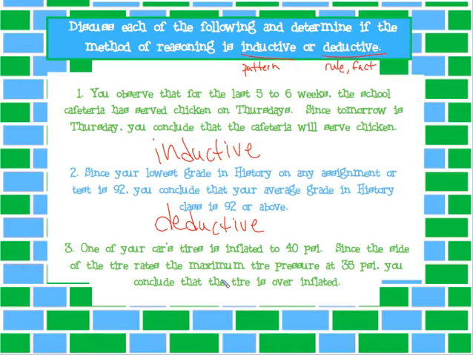One of your car's tires is inflated to 40 psi. Since the side of the tire rates the maximum tire pressure at 35 psi, you conclude that the tire is overinflated. That's based on a rule that you read on the side of the tire. So that is deductive reasoning. Now, a great example of inductive reasoning would be that if you inflated a tire to 40 psi and it exploded, and then you did another tire to 40 psi and it exploded, and then you thought, maybe this is too much.